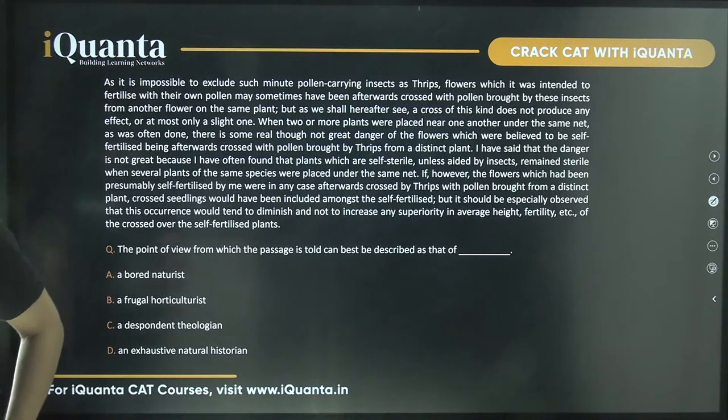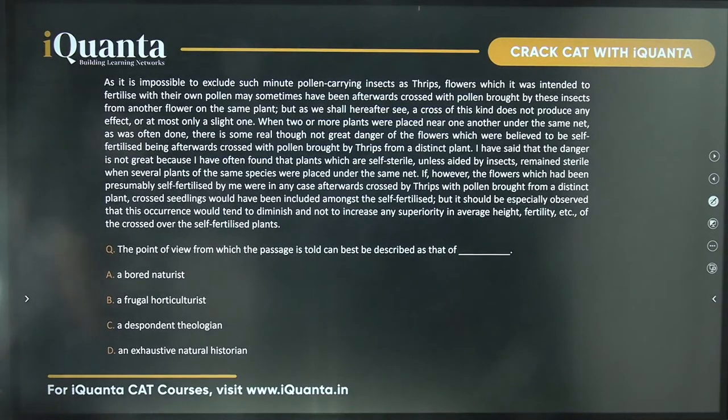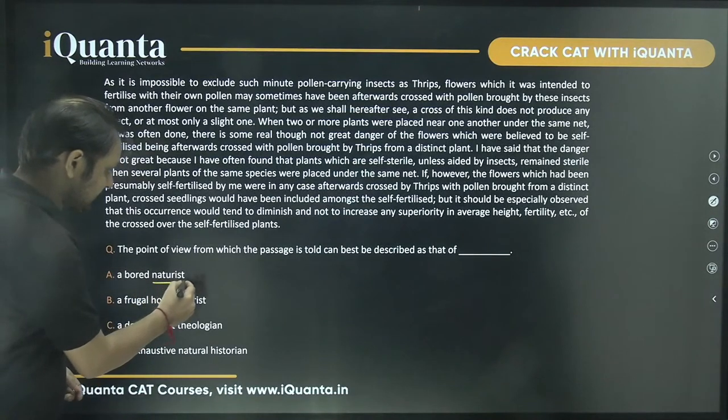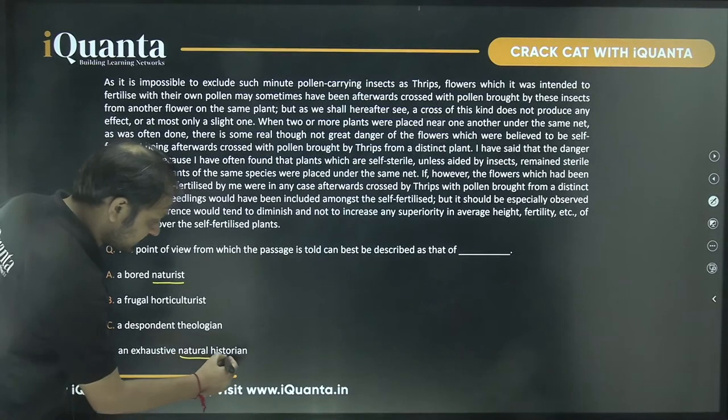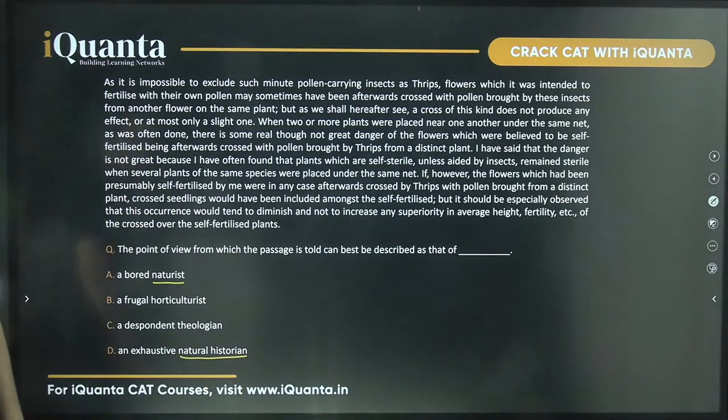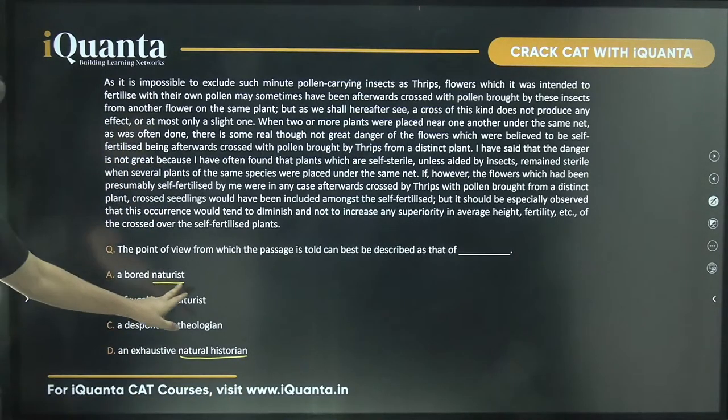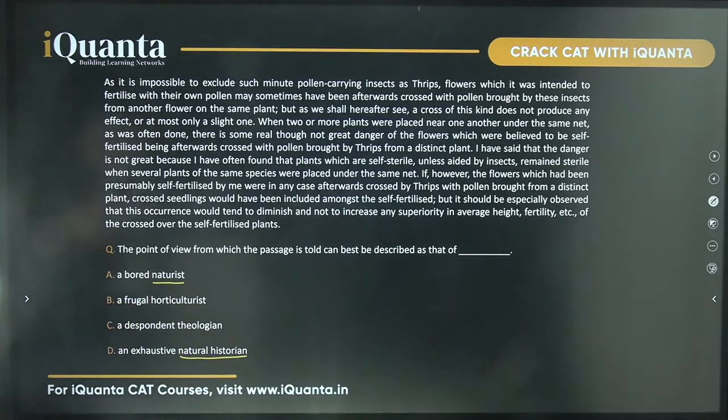So almost everyone has missed this question, and I kind of understand the reason that you could not get it correct. You could not get it correct because you don't understand these terms. You don't understand naturalist, and you don't know what a natural historian is. So I think had you known these two words, it would have been easy for you to guess the answer. So let's discuss these words.